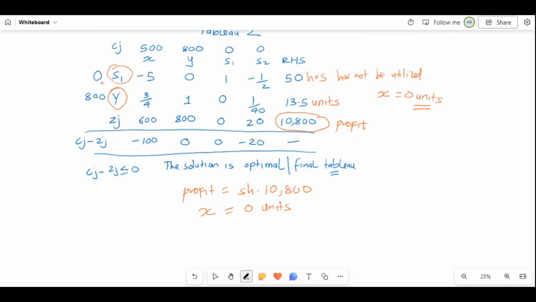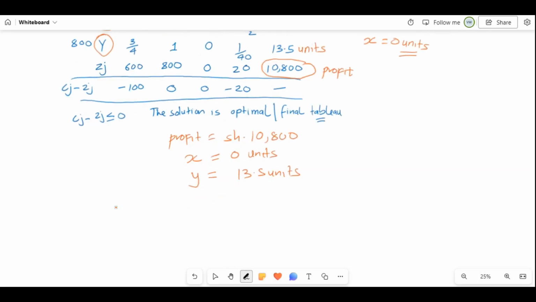Why are we saying 0 units of x? That it has not been assigned to our constraint. Remember, our decision variables are only x and y. We've assigned y to our constraint, and we are able to produce and sell 13.5 units of y. Because we've not assigned x, 0 units of x will be produced, and 13.5 units of y will be produced. And this is what will maximize profit. And of our available resources, 50 labor hours of constraint S1 will not be utilized. But let's confirm that what we are saying is actually true.